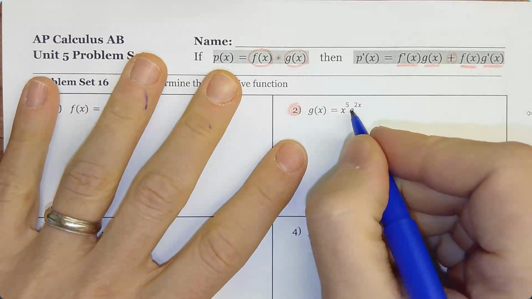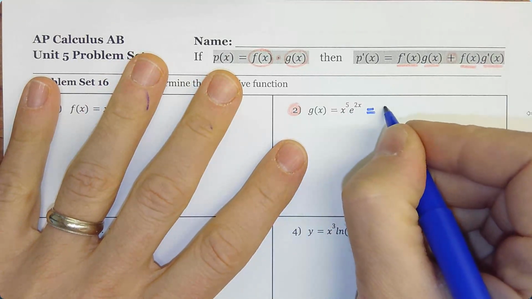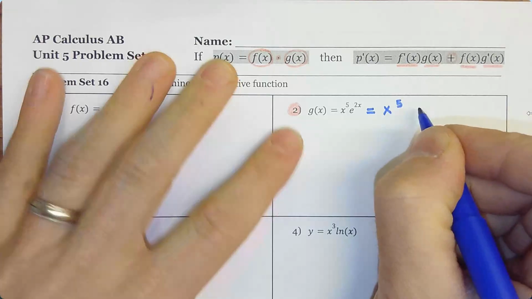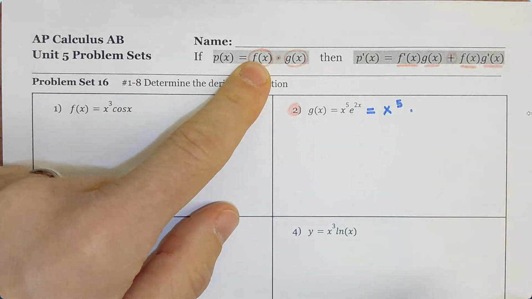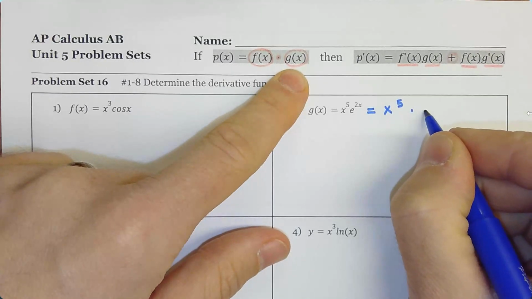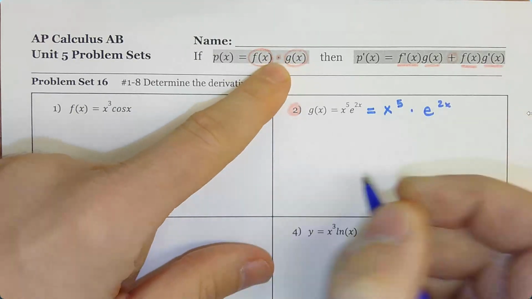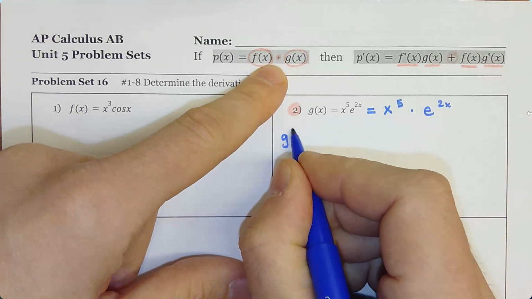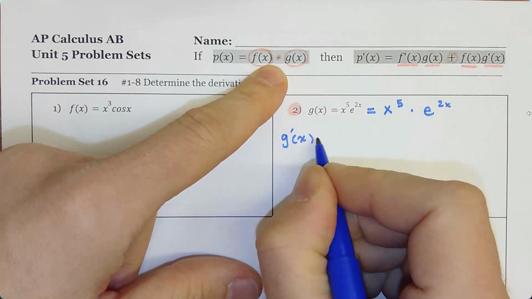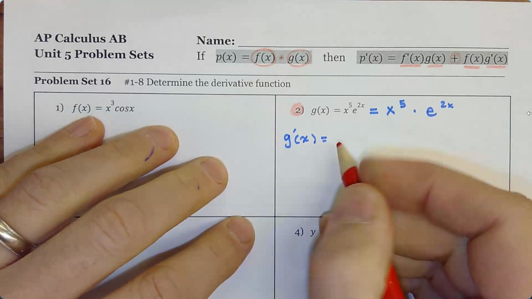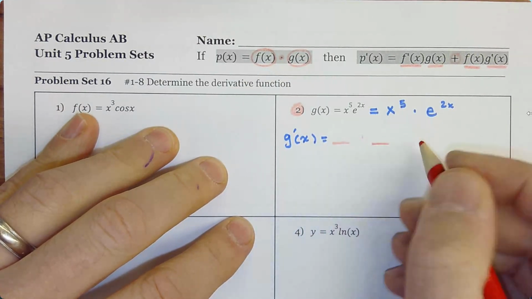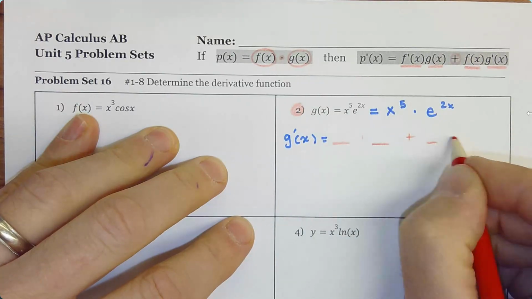So first one, you note that we have two things multiplied together. Your first function, your f of x, is x to the 5th, and your second function is e to the 2x. So the derivative function will be equal to something times something plus something times something.